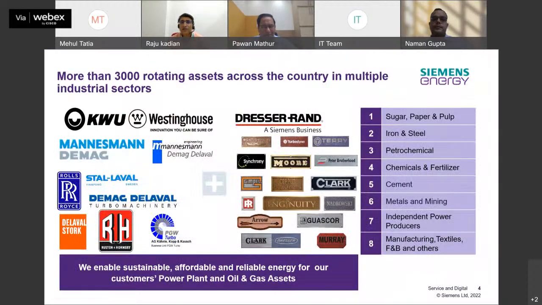Starting with the introduction, in India, Siemens has supplied more than 3,000 rotating machines in multiple industry sectors.